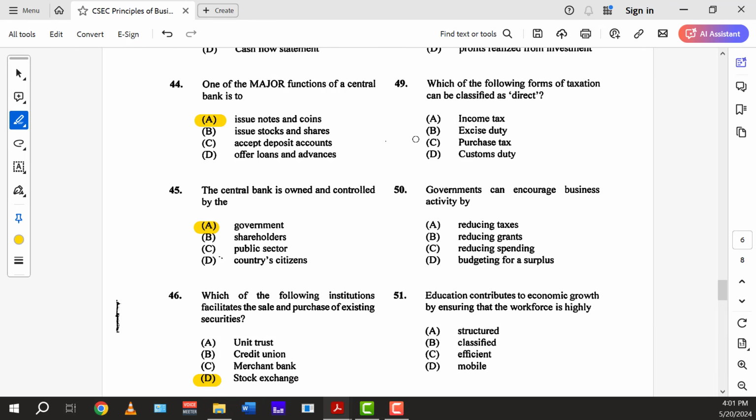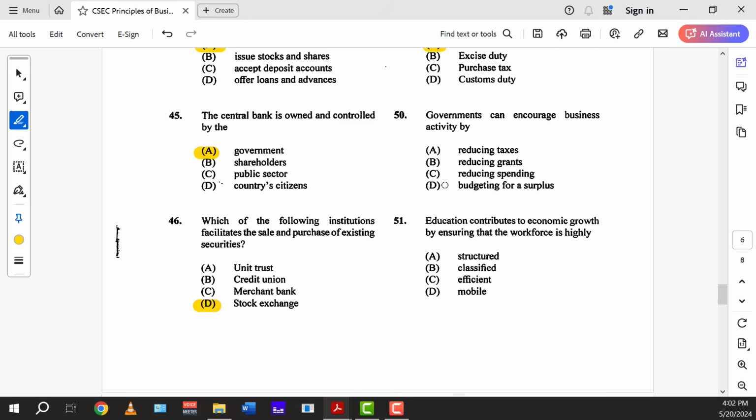49. Which of the following forms of taxation can be classified as direct? So it comes right from the source. A. Income tax. B. Excise duty. C. Purchase tax. Or D. Customs duty. Best answer is A. Income tax. Comes right from your income when you get paid. The others are consumption taxes, where you only pay them once you import something, once you purchase something, once you produce something.